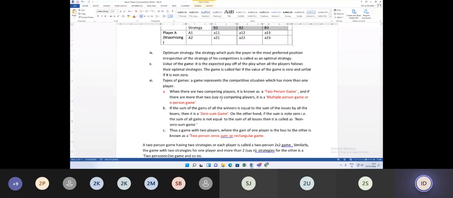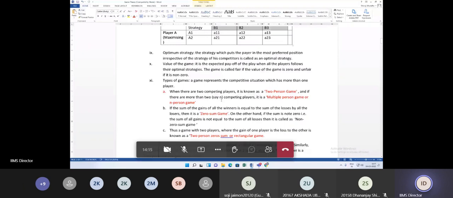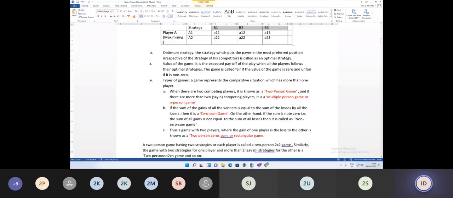Types of games. A game represents a competitive situation which has more than one player. As I said, the two-person game is called a 2 by 2 game. A multiple-person game is called an n-person game, maybe n by 2, 2 by n, or n by n. A two-person game has two competitors; multiple means there are more than two competitors. Try to understand the concept.